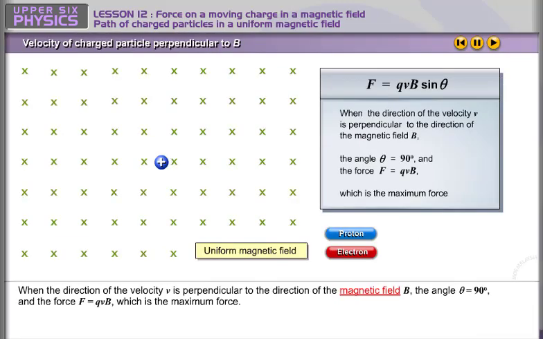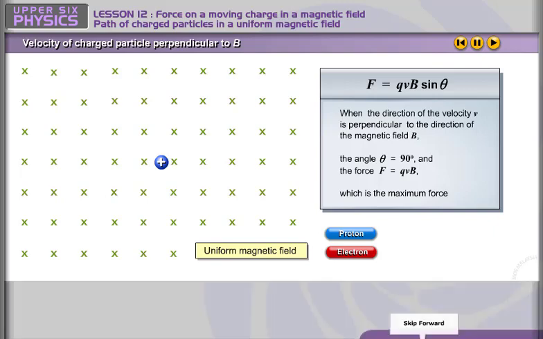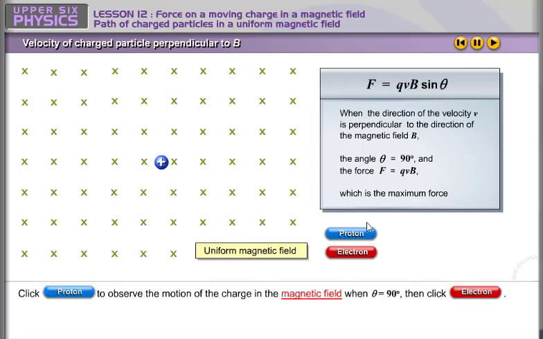When the direction of the velocity v is perpendicular to the direction of the magnetic field B, the angle theta equals 90 degrees and the force F equals QVB, which is the maximum force. Click the proton button to observe the motion of the charge in the magnetic field when theta equals 90 degrees, then click the electron button.